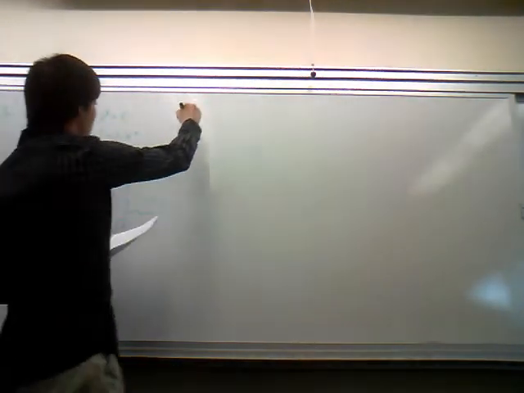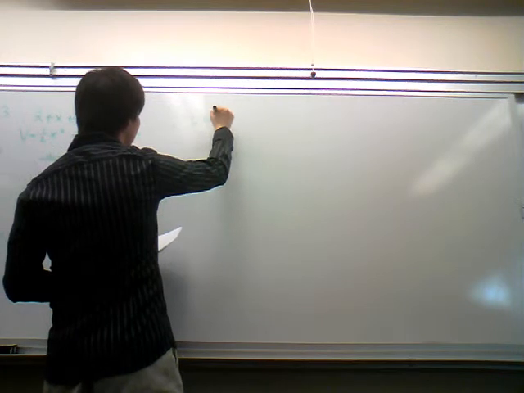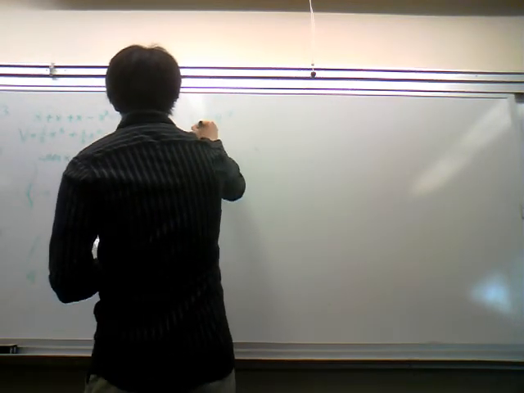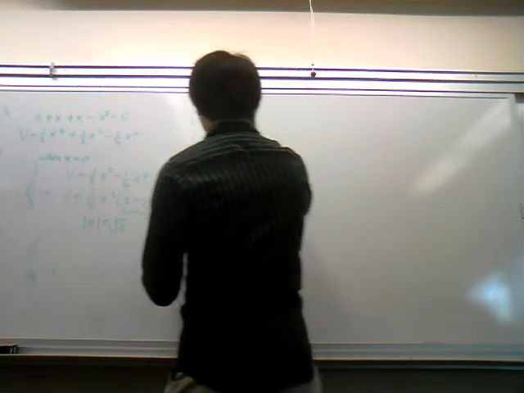The second part asks in what region V dot is negative definite or negative semi-definite. So V dot. This is pretty straightforward. We just take the derivatives.